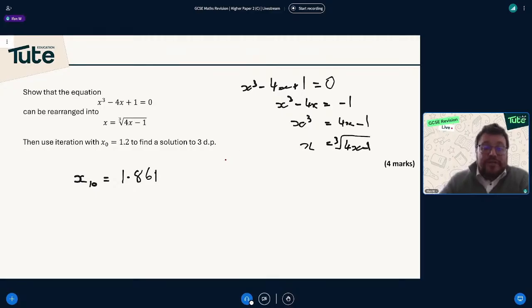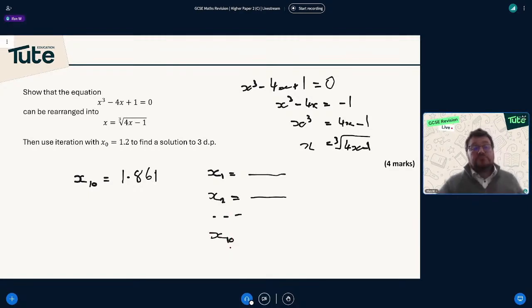Now, what I would do here to show that you know what you're doing is write the answer to x1 in, write the answer to x2 in, and then just get the answer to x10. So I know that the answer to x10 is that, so I put it in there. Okay, that's a bit of a tip for you right there. So that was one, and it's a bit of a shortcut, that one.